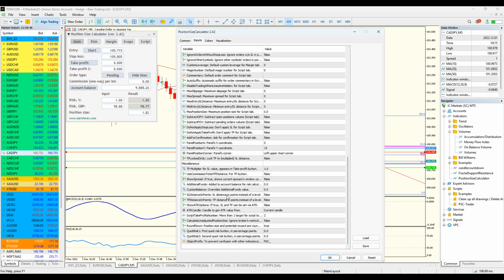This is a free one, by the way, that you can get from Earn Forex. If you go here, you can pick up the position size calculator from earnforex.com. It's free. It's very cool. So do this there, and that's it.